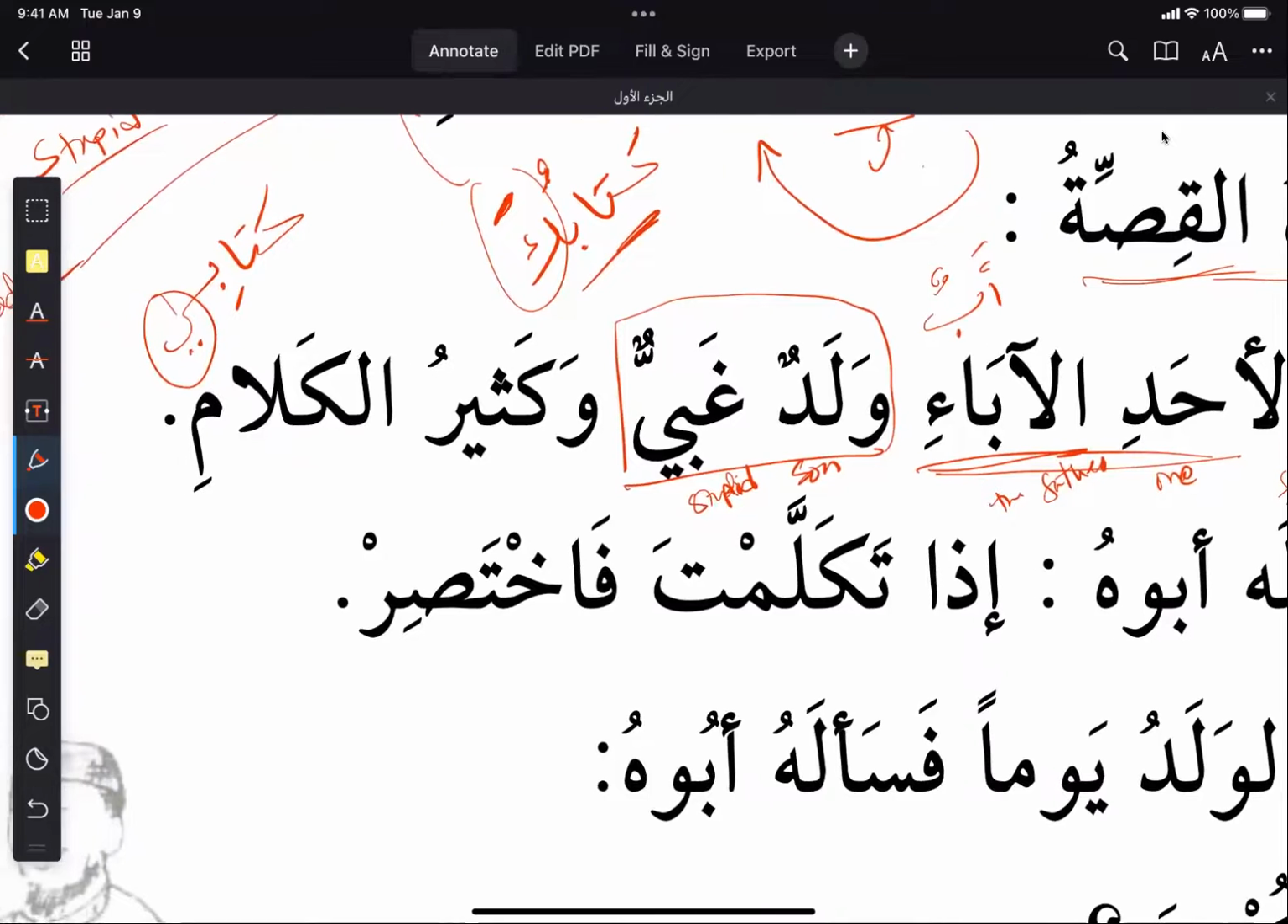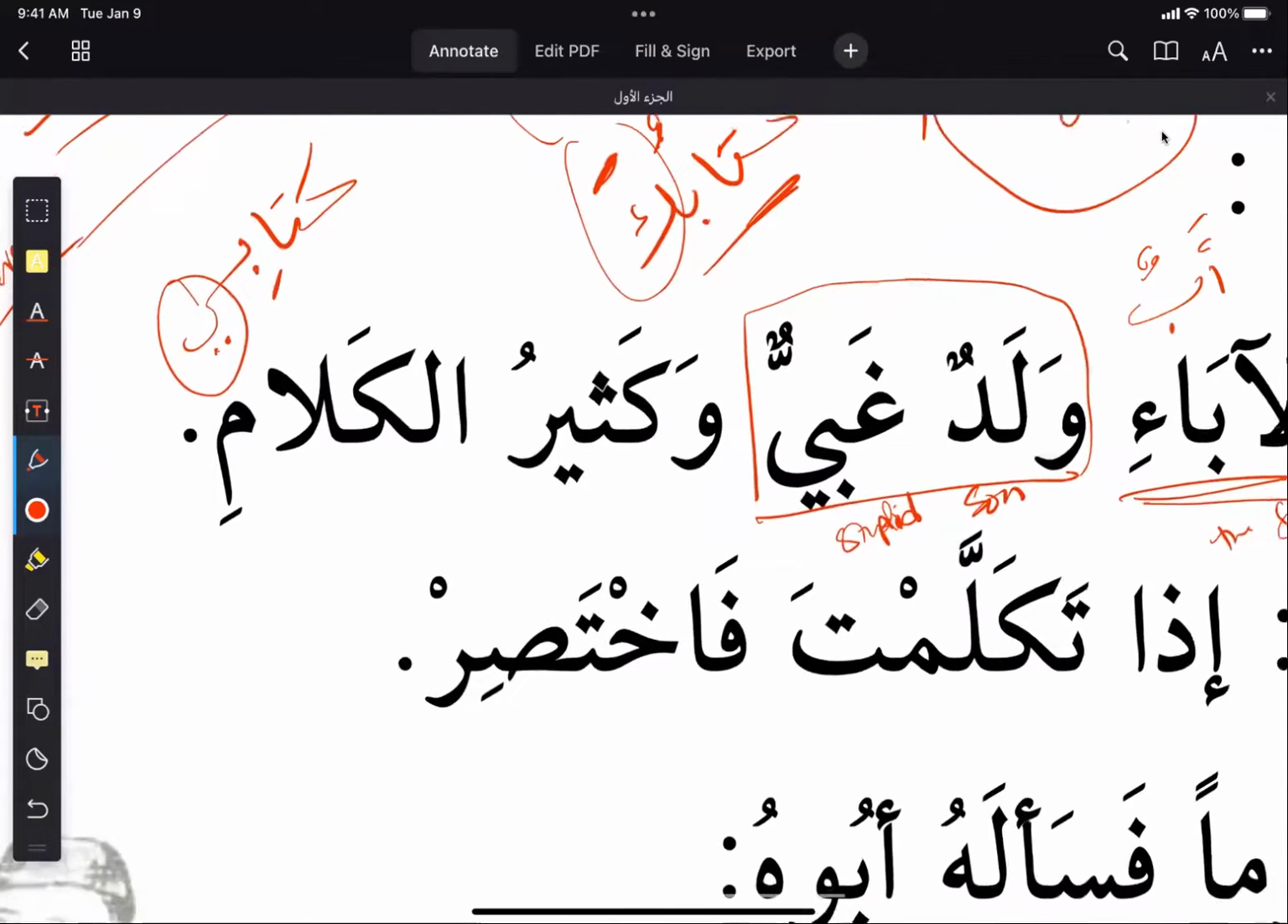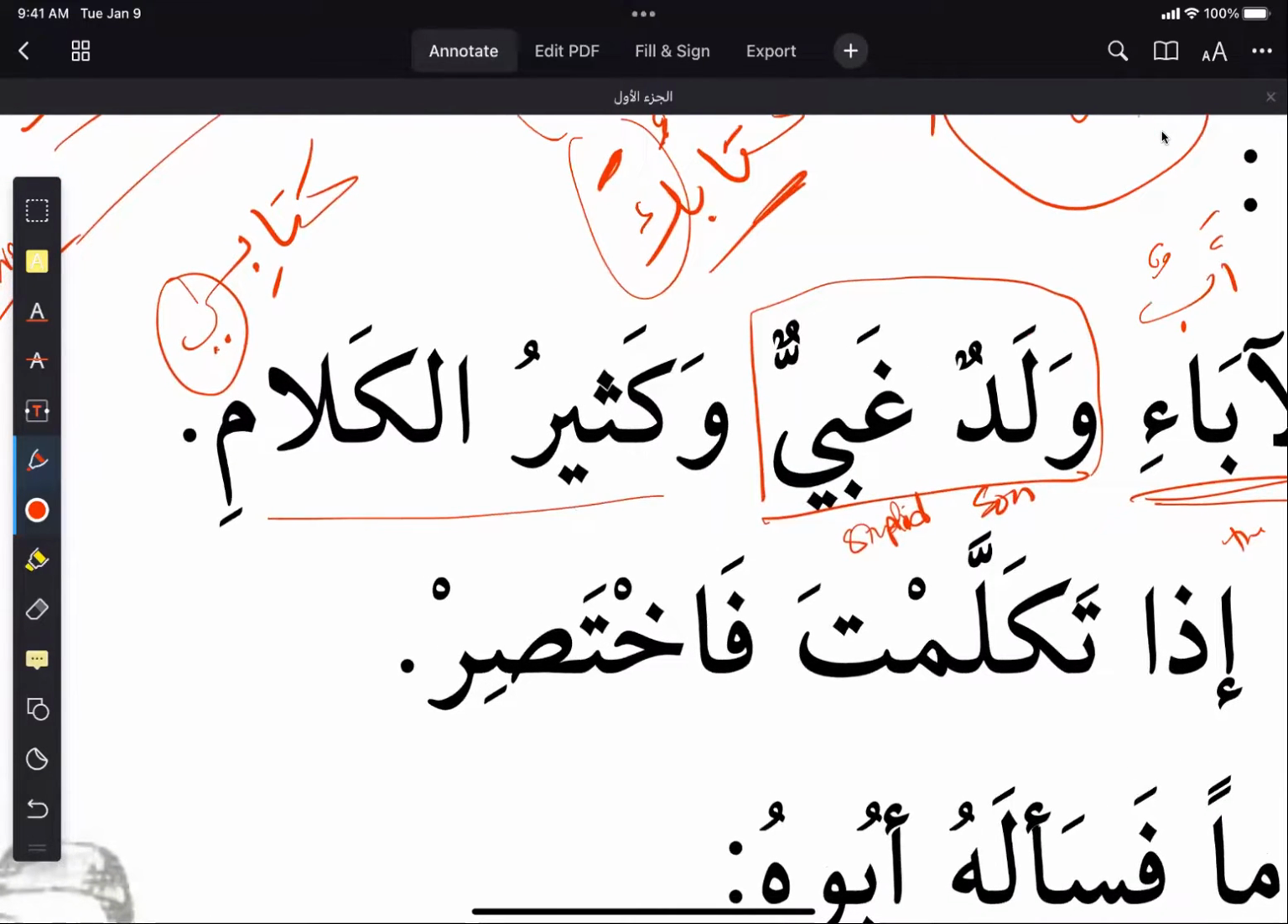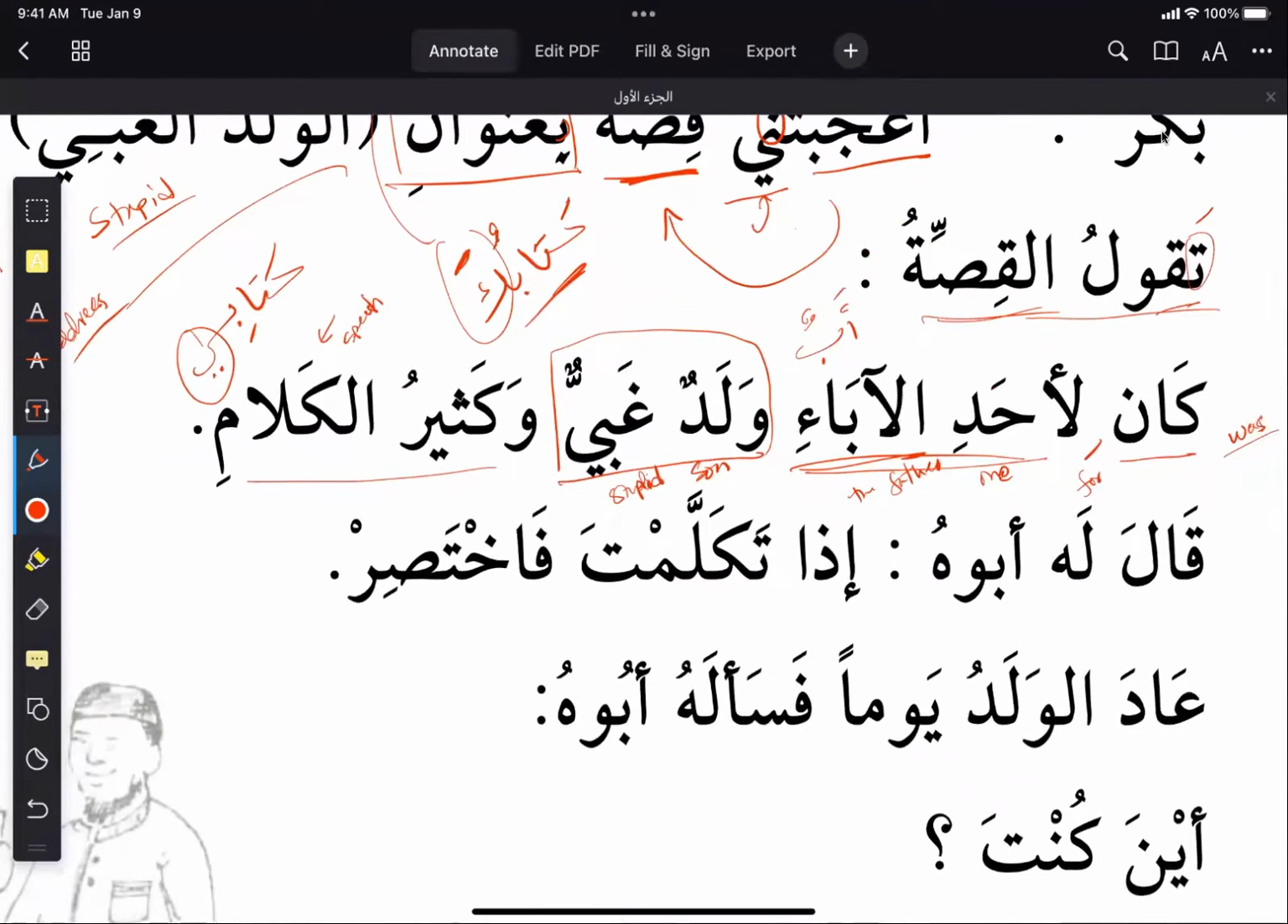Yeah, something like that. Wa kathirul kalam. What does kathirul kalam mean? What do you think? What is kalam? Did we have this word before? Kalam means speech, like talk. Speech. Okay. So basically saying too much talk, talks too much, exactly what it means.